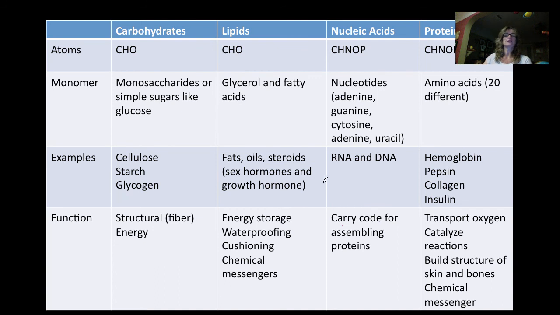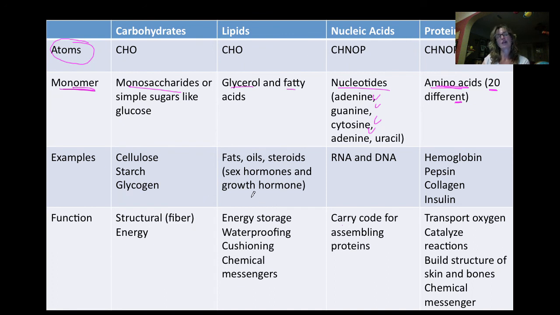To sum it all up, we see that we have our atoms that all the different polymers are made out of. They're monomers, monosaccharide, glycerol, fatty acid, nucleotides, adenine, guanine, cytosine, and thymine, and the amino acids. And remember, there's 20 different ones. We have the examples, and then we have the functions.